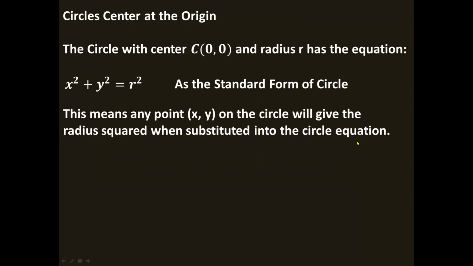This means any point x and y on the circle will give the radius squared when substituted into the circle equation. At syempre, ito ngayon ang ating graph para sa center at origin ng circle. First, we have to draw a vertical line for our y-axis and horizontal line for our x-axis. And then we're going to plot the point for the center of our circle. Center of the circle, dahil nasa origin, parehong 0 ang mga coordinates natin. The abscissa is 0 and the ordinate is also 0.